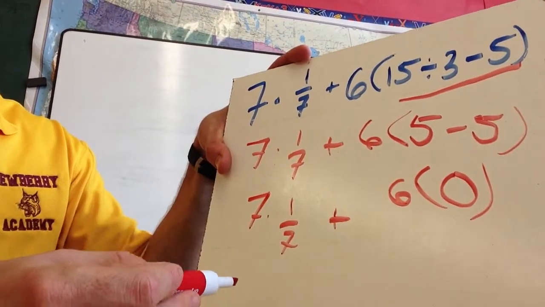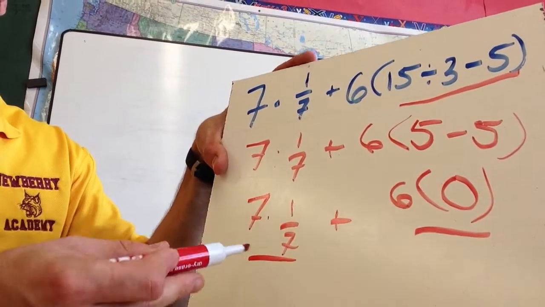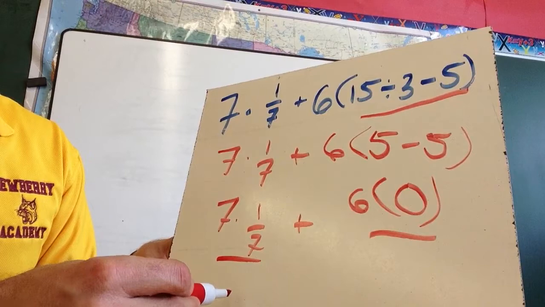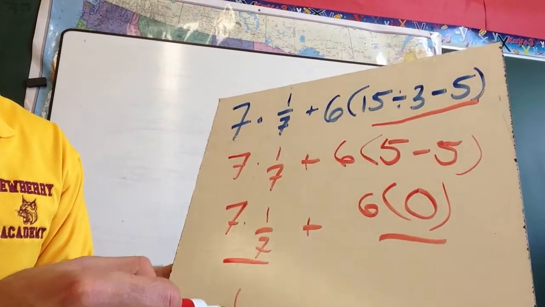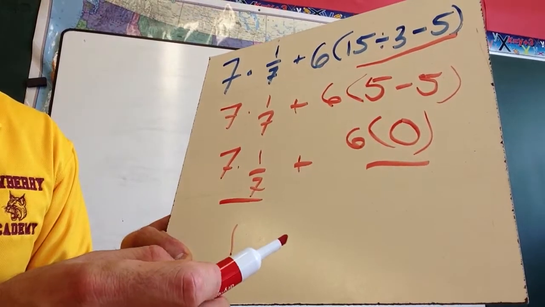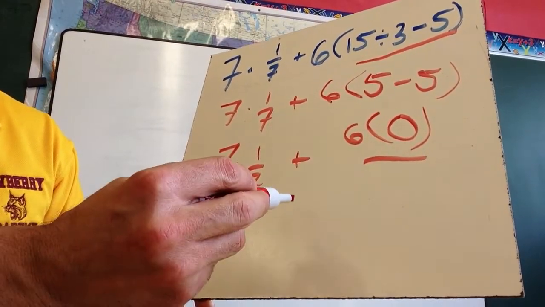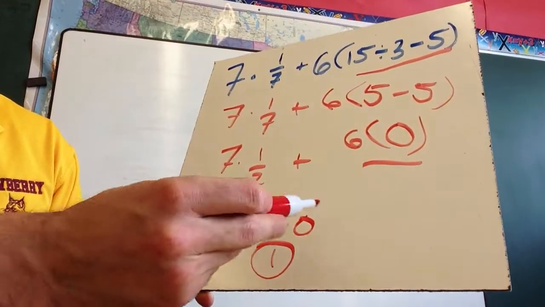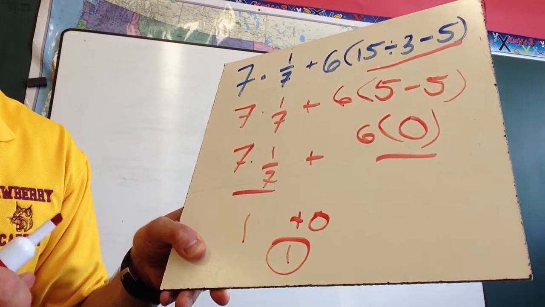Now I'm going to do multiplication, and I got two multiplication problems. 7 times 1/7 is 1. The multiplicative inverse property. 6 times 0 is the multiplicative property of 0. That is 0. I should end up with 1 using substitution to get this final answer.